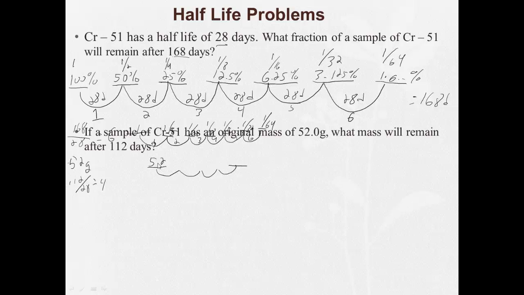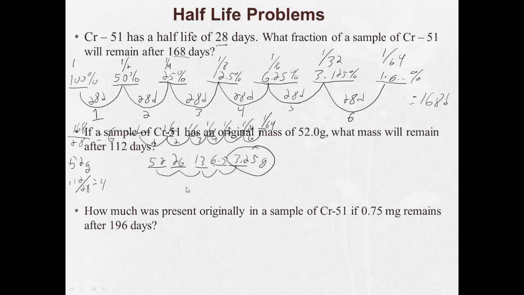So 52 is going to go through 1, 2, 3, 4 half-lives. 52 divided by 2 is 26. 26 divided by 2 is 13. 13 divided by 2 is 6.5. 6.5 divided by 2 is 3.25 grams will be left.